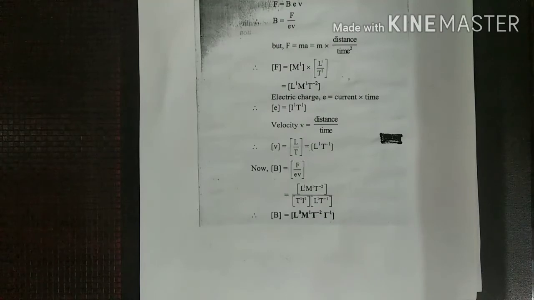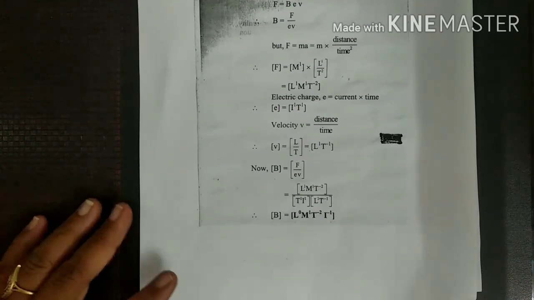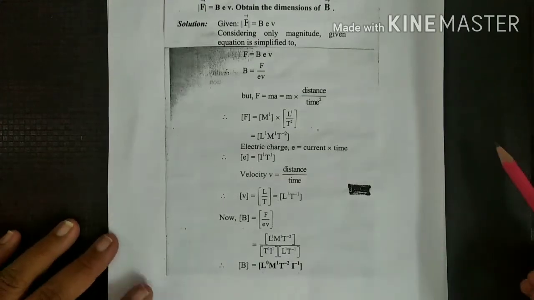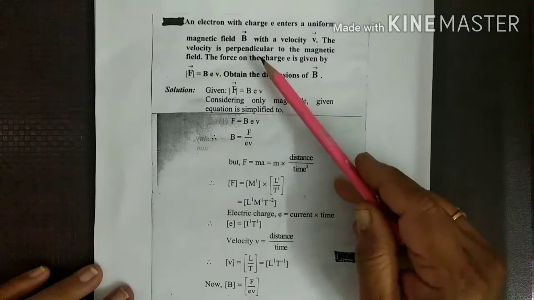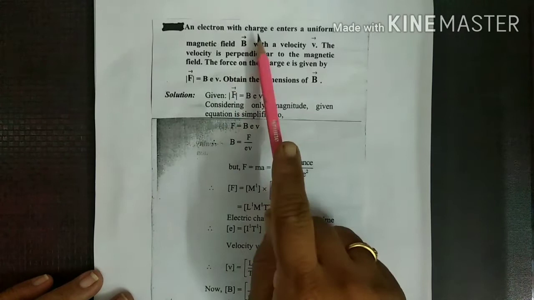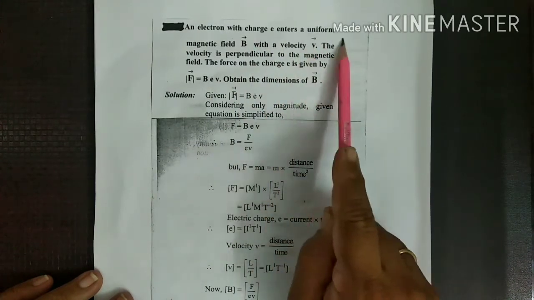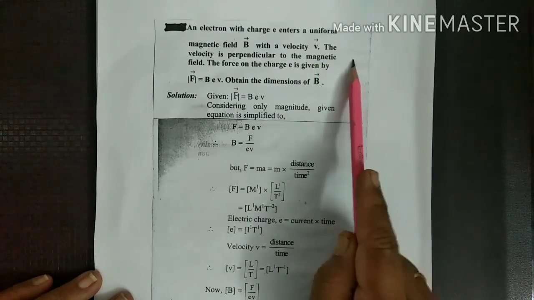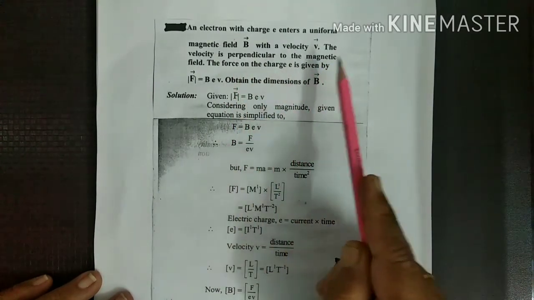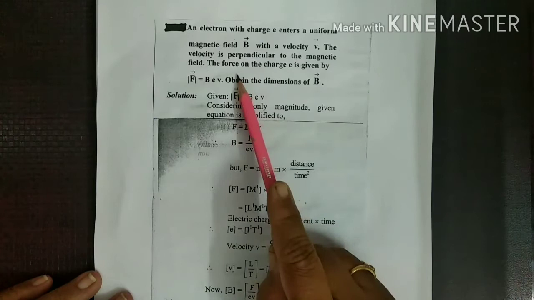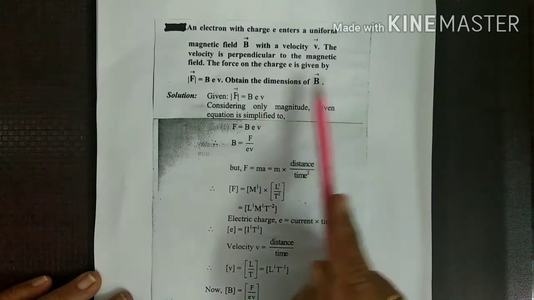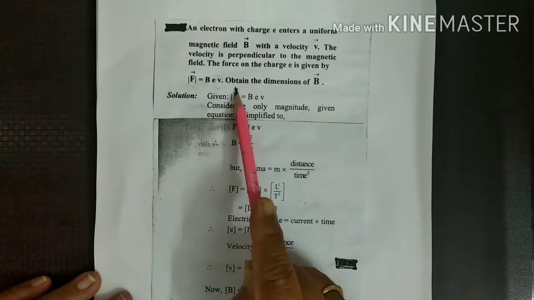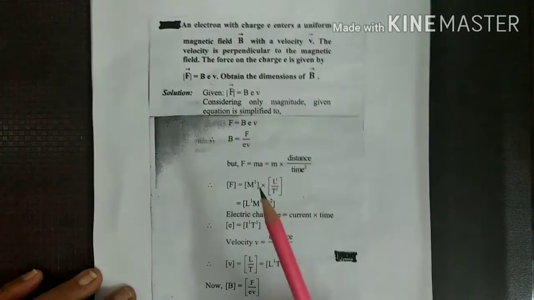These questions are all useful for competitive exams or for solving MCQs. Next one: an electron with charge E enters a uniform magnetic field B with a velocity v. The velocity is perpendicular to the magnetic field. The force on the charge E is given by F equals BeV. Obtain the dimensions of B.